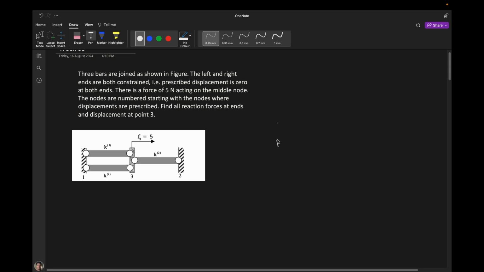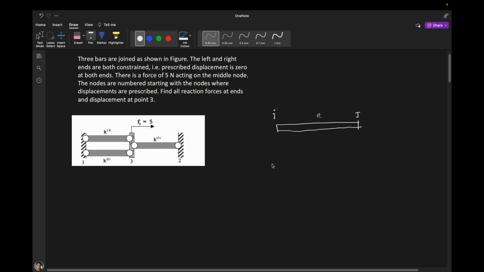Suppose we are taking one general element which has marking like this, I and J, and this is the element E. For this particular element we already know that we can write the stiffness matrix like this: KE, minus KE, minus KE and KE.